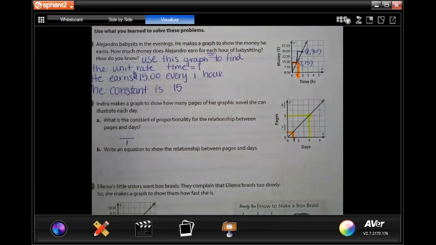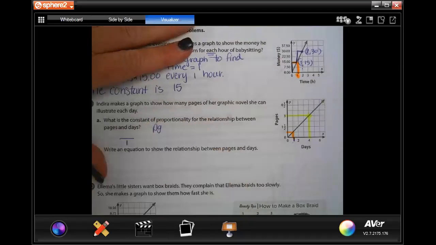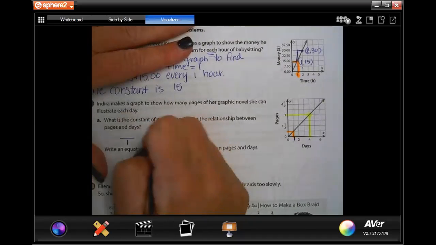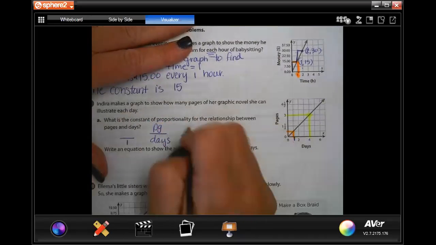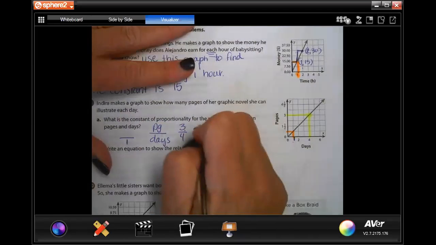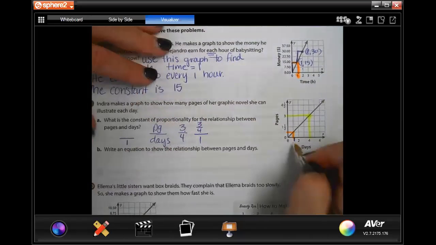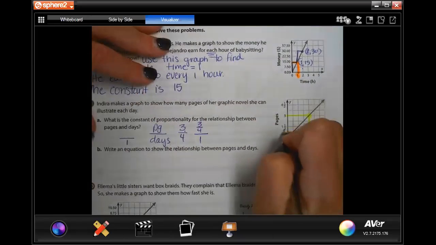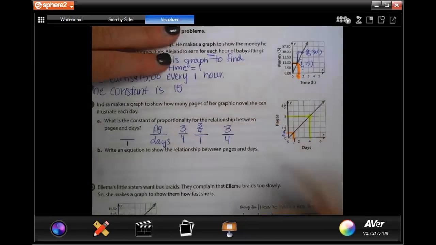Holy cow. So if you look at this right here, we are going to go pages over days. So if we go pages over days, we would have 3 over 4. And if we divide 3 by 4, that becomes 0.75, or 3/4 to 1. So we found that this right here is 3/4. So our constant is 3/4.